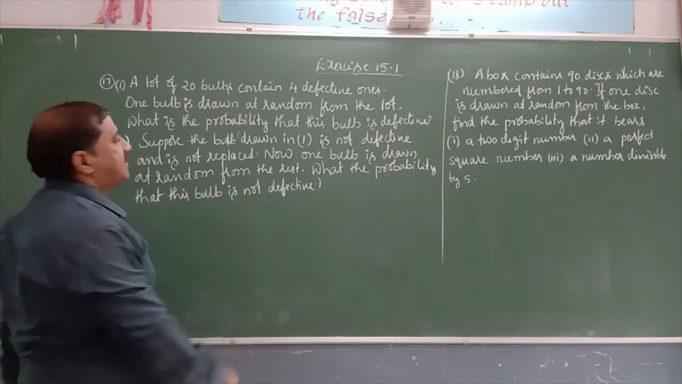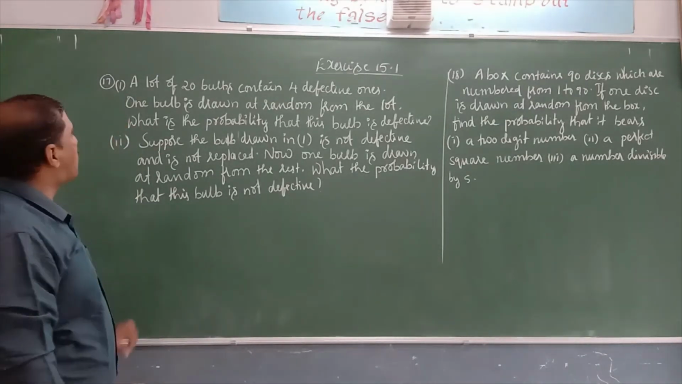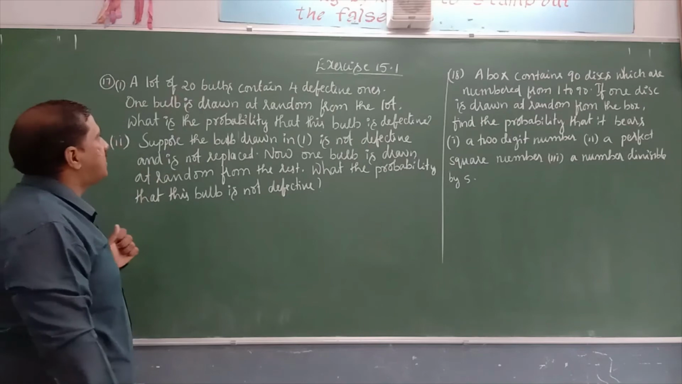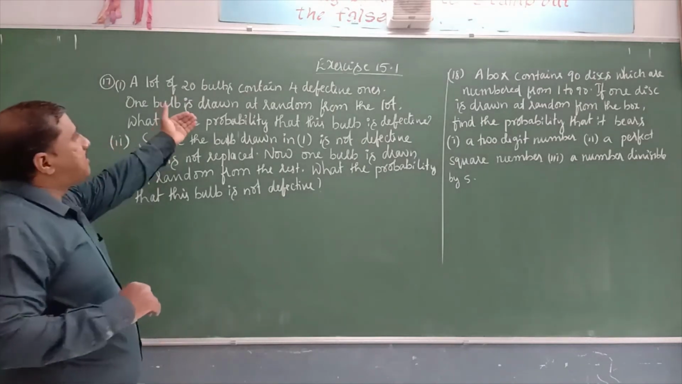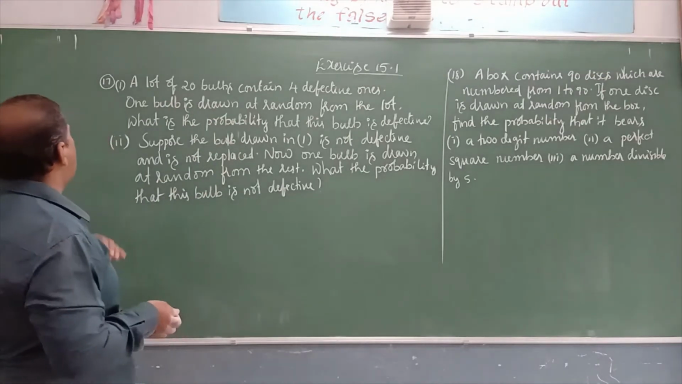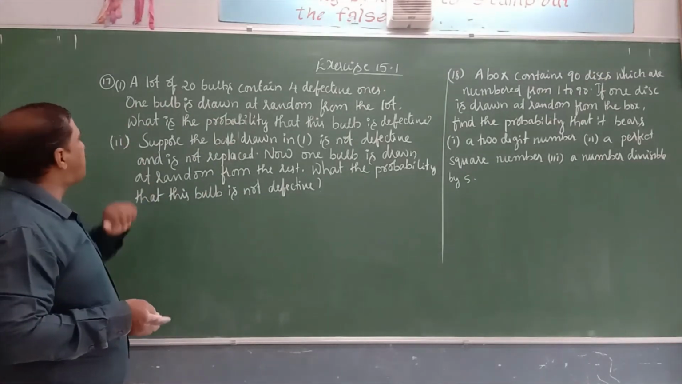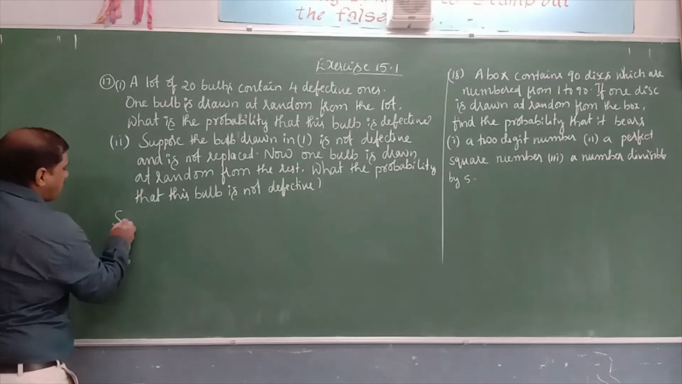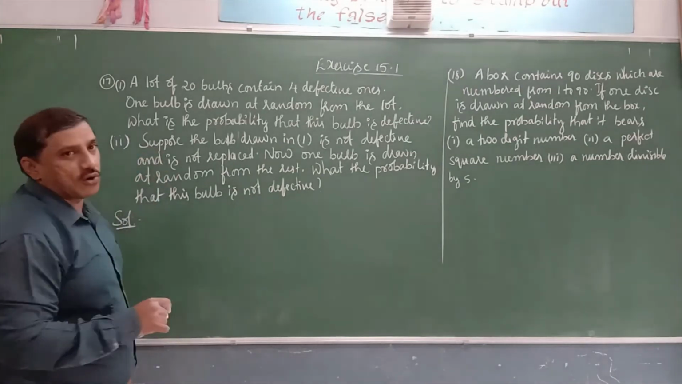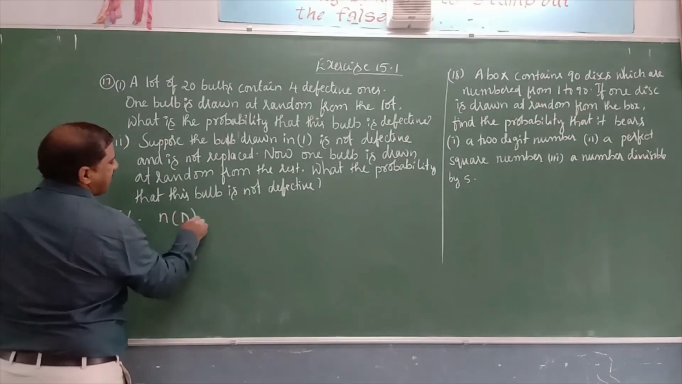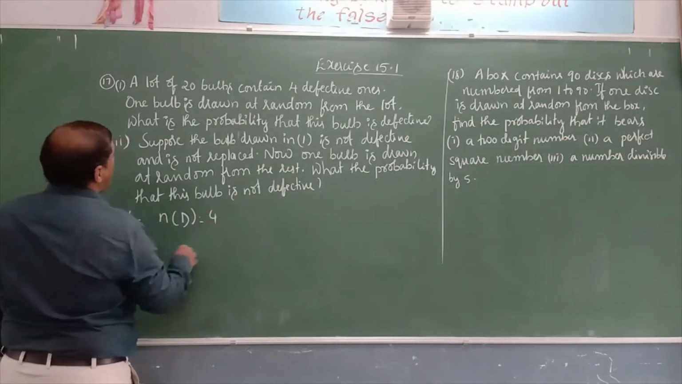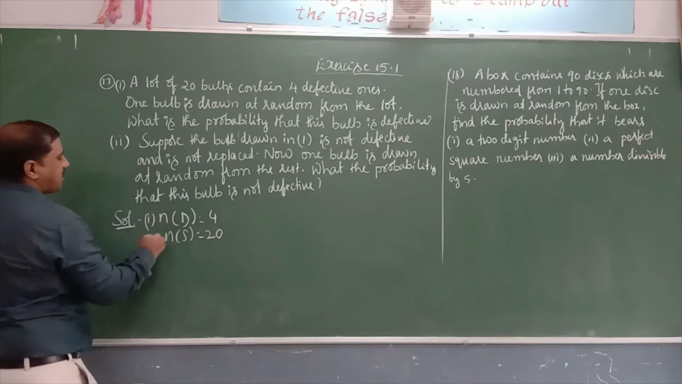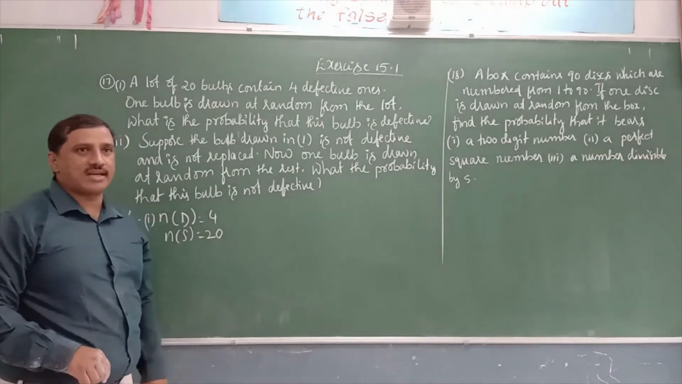Now we'll discuss the 17th question from exercise 15.1. It has two bits. A lot of 20 bulbs contains 4 defective ones. So there are 20 bulbs, and from those 20 bulbs, 4 defective ones means damaged bulbs are there. One bulb is drawn at random from the lot. What is the probability that the bulb is defective? Defective bulbs are 4, that is n of D. n of S, the total number of bulbs, is 20.